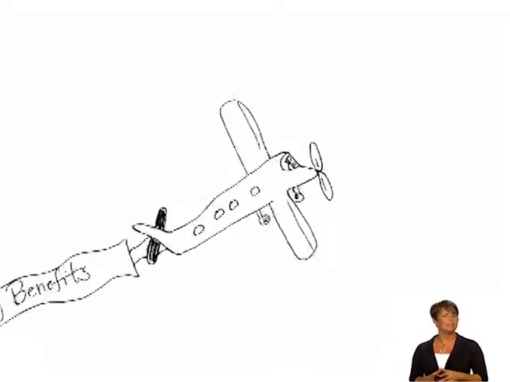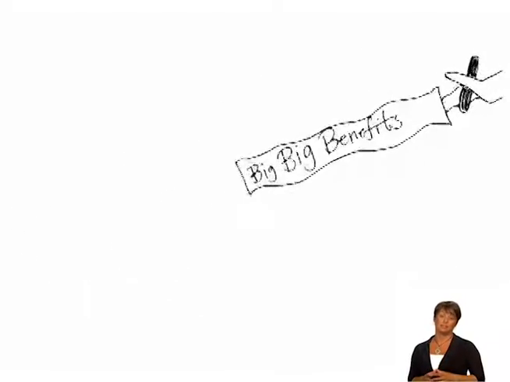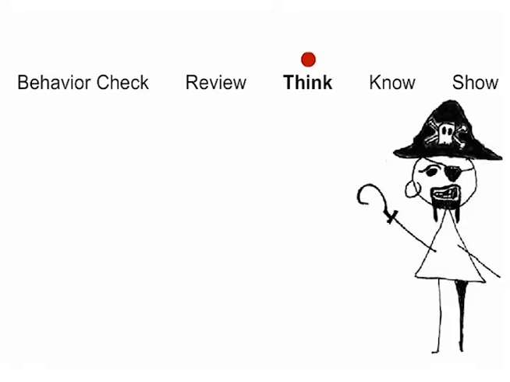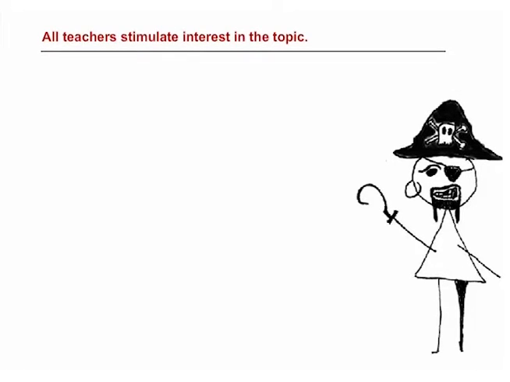See, this may seem like a small detail, but the benefits of this indicator are big. Now that you have got your students thinking about what the lesson will cover and what they will be expected to know and do, how do you get them interested in it? You use a hook. All teachers stimulate interest in the topic. Let's take a look at how these teachers hook their students to stimulate their interest and focus them on what they will learn.